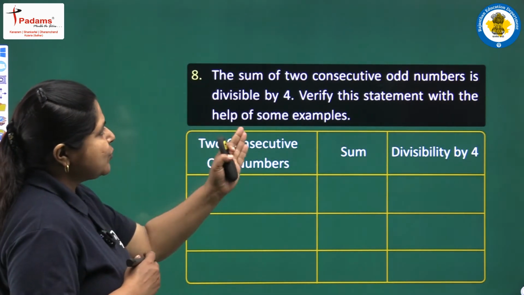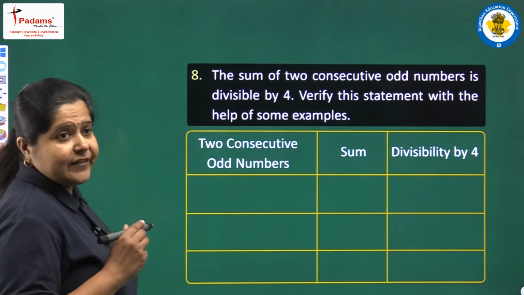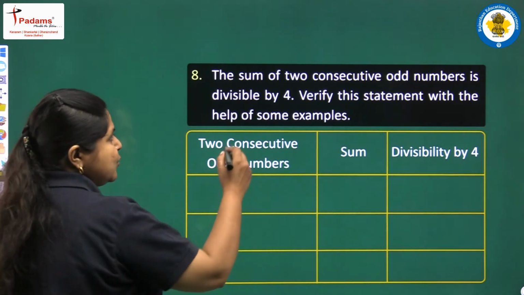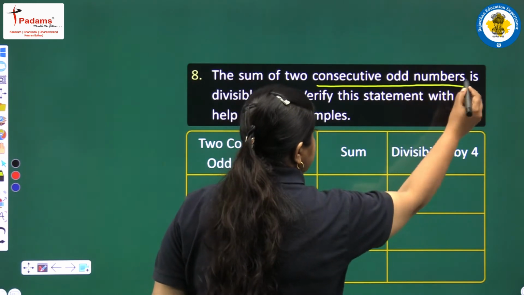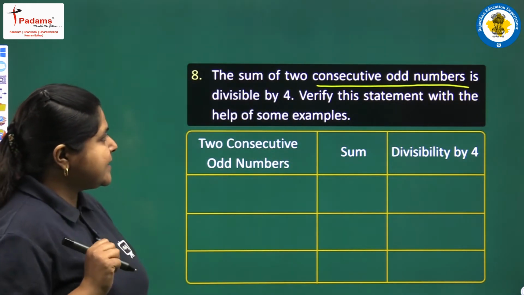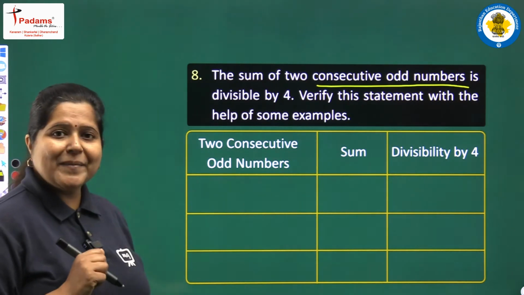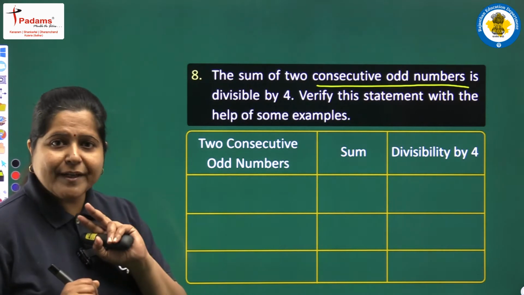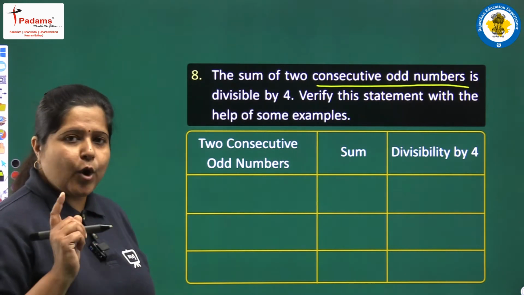The sum of 2 consecutive odd numbers is divisible by 4. Again one statement has been given, 2 consecutive odd numbers, their sum is divisible by 4. Verify this statement with the help of some examples. यहाँ हमें 2 consecutive odd numbers लेने हैं. सबसे पहले तो odd numbers लिखते हैं.